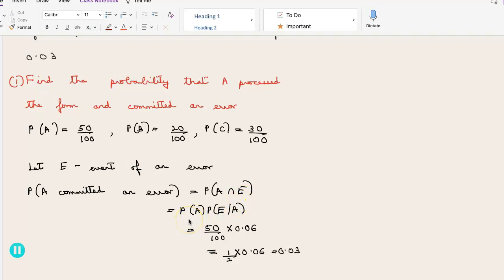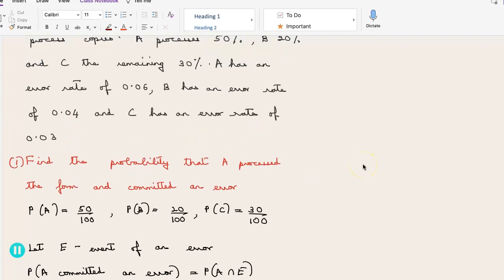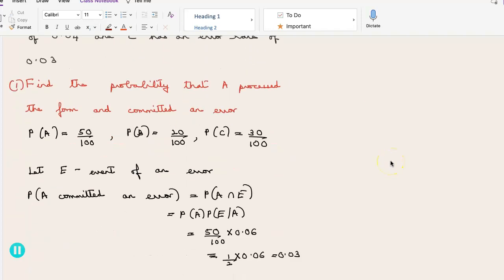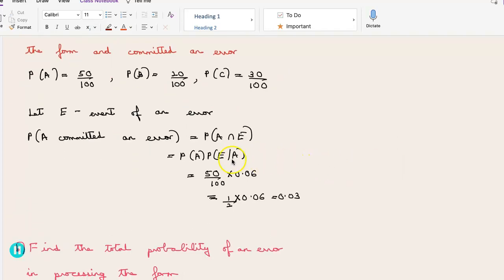So using conditional probability, this is probability of A into probability of E given A. Probability of A is 50 by 100. Probability of E given A, that is, the probability of error given that A processed it, is 0.06. So your answer will be 0.03.